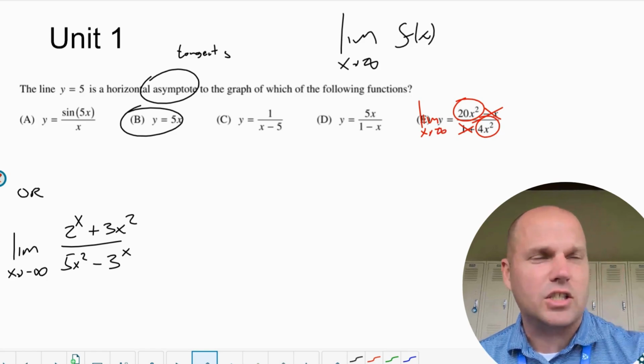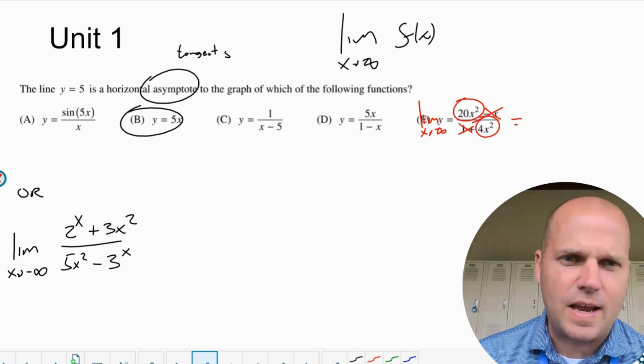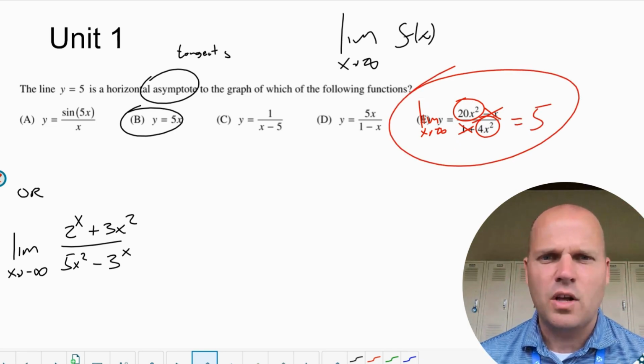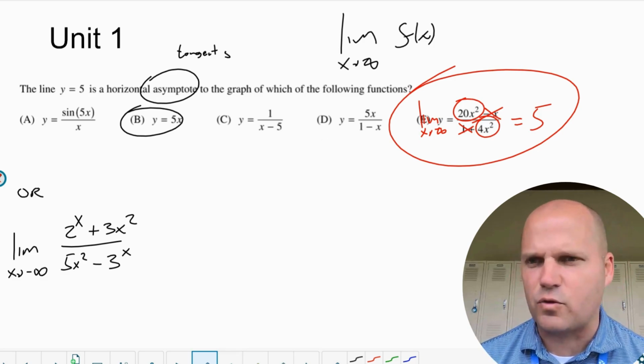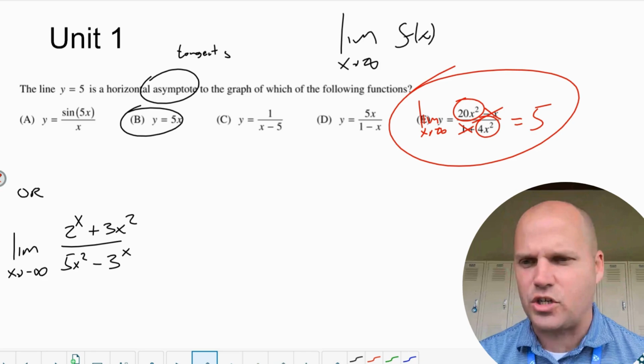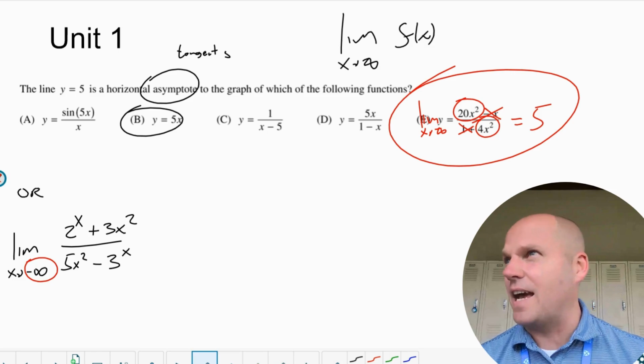Well, it's all about relative growths: faster over slower, slower over faster, same over same. This has a horizontal asymptote of 5. That is the answer. None of the other ones, even if you took the derivatives, would help you with this question.